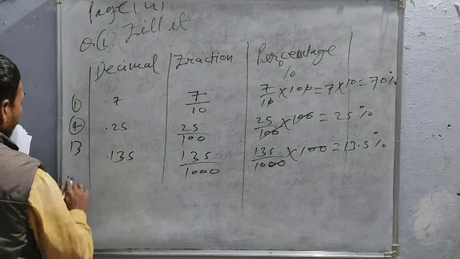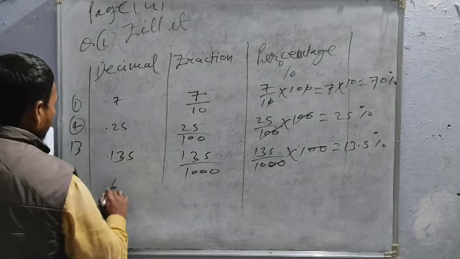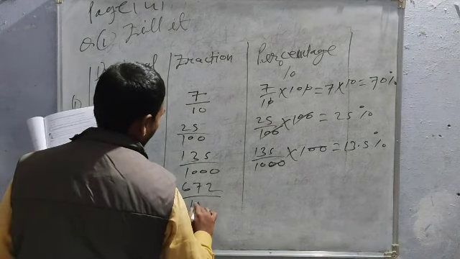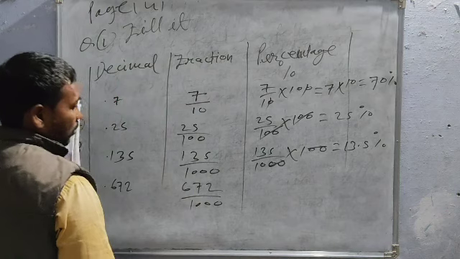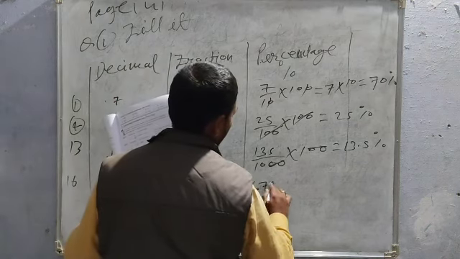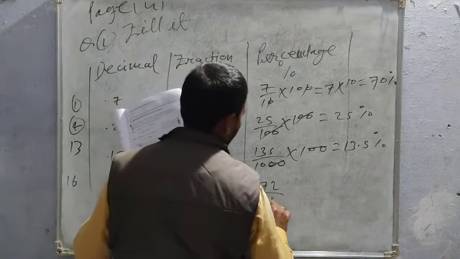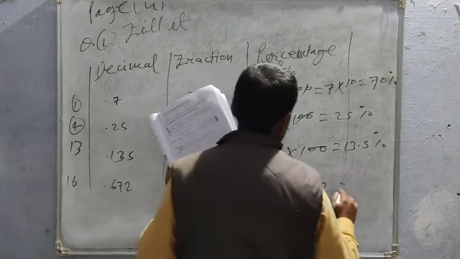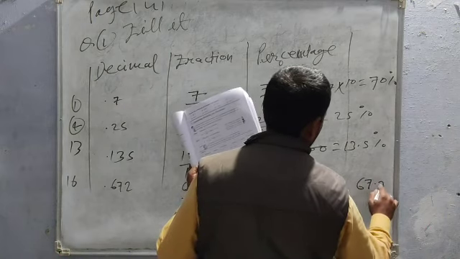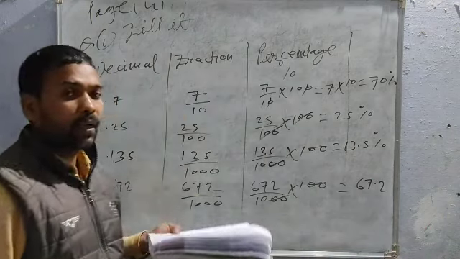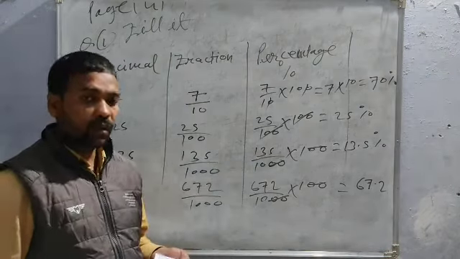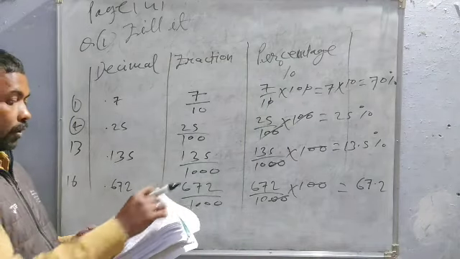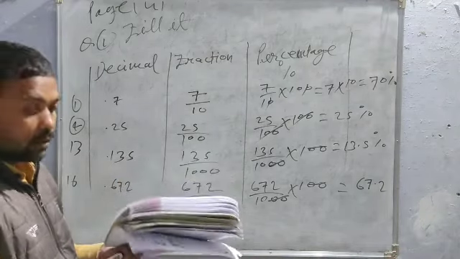Suppose one last one more I want to do, 0.672. So this can be written 672 by 1000. This is fractional form, and this can be converted by multiplying by 100. So 2 zeros will be cancelled, and this will be 67.2. You know how to divide by 10, by 100, by 1000 to convert into decimal. So 67.2%. I hope all of you understood. Now come on, the next exercise.